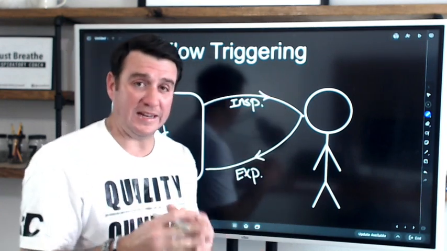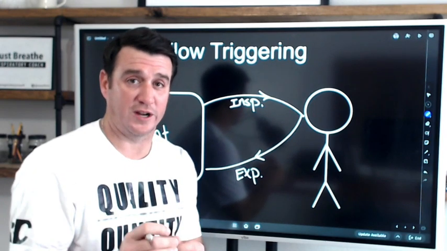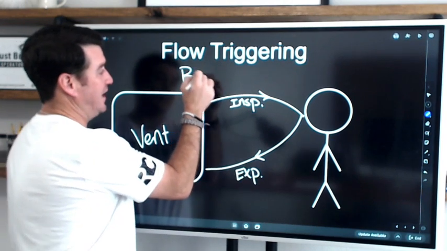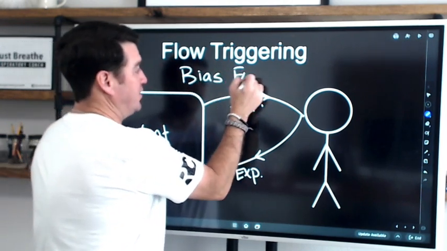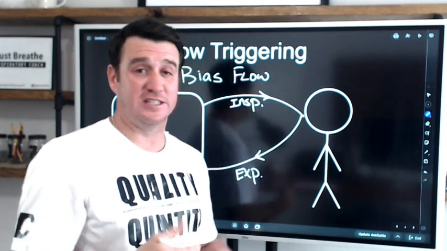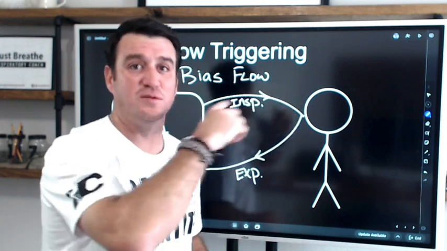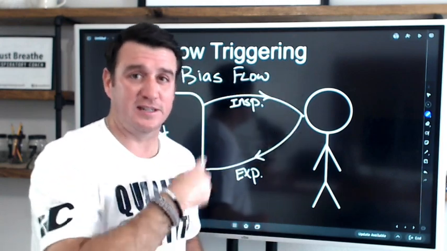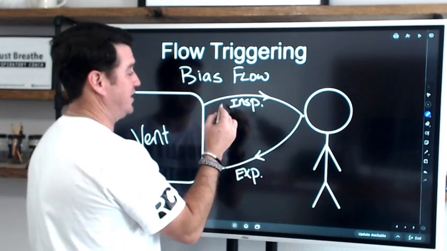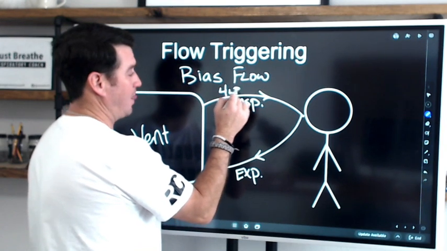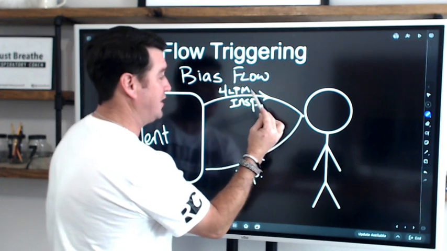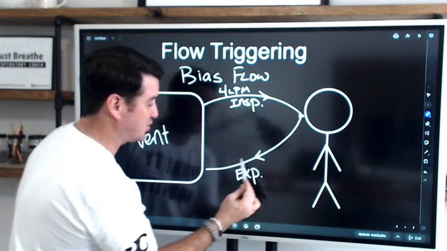Okay, now we know that anytime we are operating off of a flow trigger, we have to have a bias flow set. So when we talk about flow triggering, you have to understand that there's a bias flow. Now, what does a bias flow mean? Well, a bias flow is simply a set small level of flow that is constantly running through the circuit. So for example, let's say we have a bias flow set of 4 liters per minute. Well, that means that this ventilator is constantly allowing 4 liters per minute to flow through this circuit.